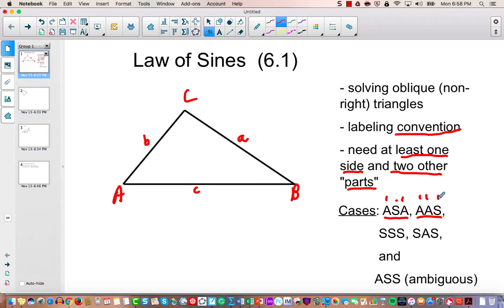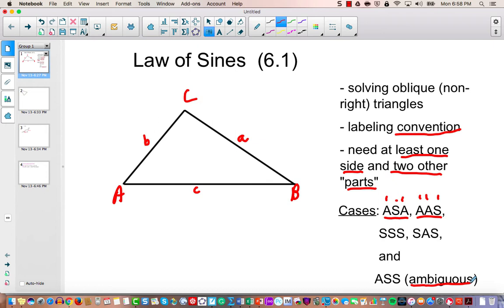There are two other cases, SSS and SAS. We're going to need a different technique to deal with those, the law of cosines, which will be dealt with in a future video. And then there's also the mysterious ASS case, which is called ambiguous by mathematicians. And we'll be getting into that more in the next video after this one.